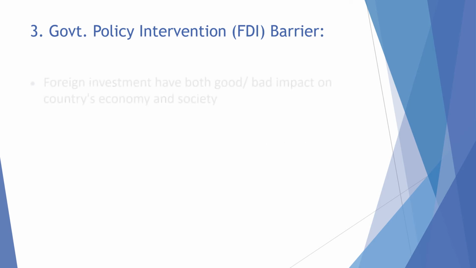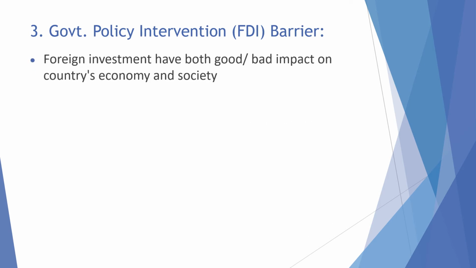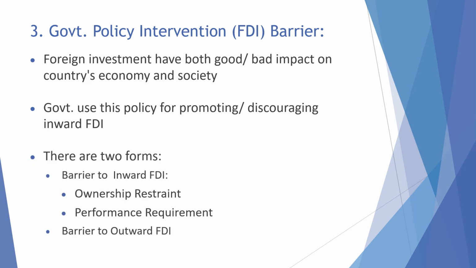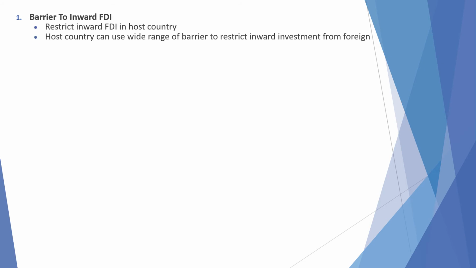Next, we have government intervention on FDI barriers, where foreign investment has both positive, good, and bad impacts on the country's economy and society, and the government uses this policy for promoting and discouraging inward FDI. There are two forms: barriers to inward FDI and barriers to outward FDI. We will discuss barriers to inward FDI first, where the host country can use a wide range of barriers to restrict inward investment from foreign countries.